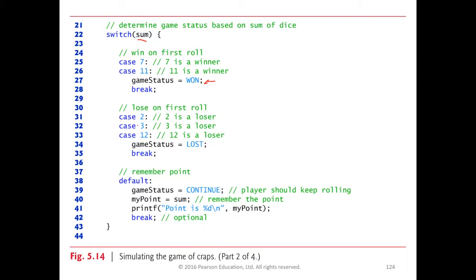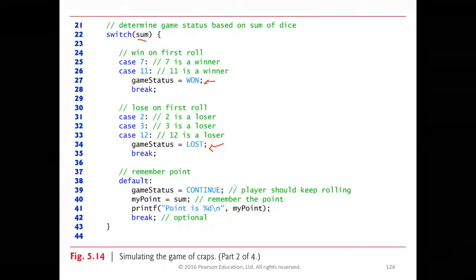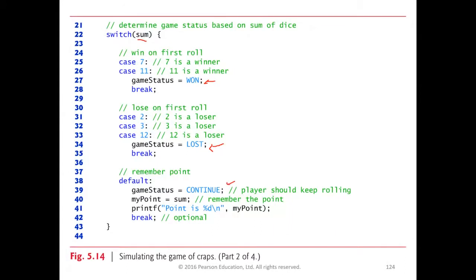However, if the numbers 2, 3, or 12 are seen, then it sets the status to LOST, which means the user immediately loses the game. Then the default option, if it isn't any one of these 5 numbers, sets the game status to CONTINUE. What that means is you will have to repeat the die throwing. It sets the sum to myPoint, so it keeps track of what you observed.